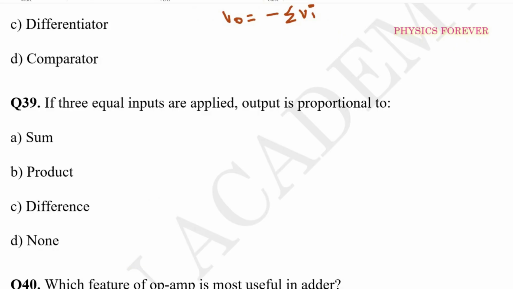So then question number 39: if three equal inputs are applied, the output is proportional to... it is a continuation of the previous question. That should be the summation principle, that should be the sum. So the output is directly proportional to the sum of the inputs. We are discussing the adder, so definitely the sum will come.